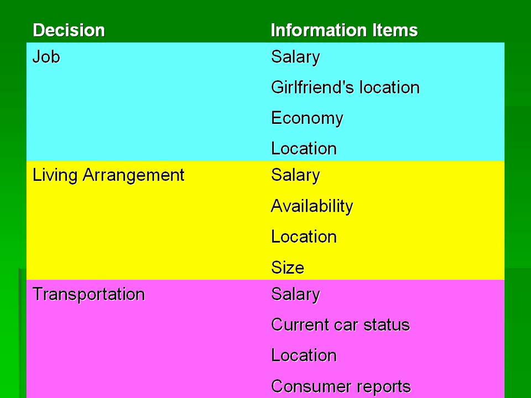In order to assess Logan's information needs, I asked him to provide 4 types of information that he thought he would need to make each decision in the future. Shown here are the decision maker's responses for the information needed for each decision. For example, when asked what information would be important to him when deciding what job he should take in 6 months, Logan responded that information on his salary, his girlfriend's location, the economy, and the job's location would be important.